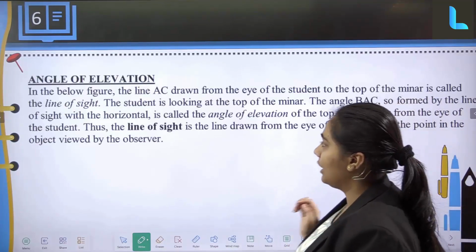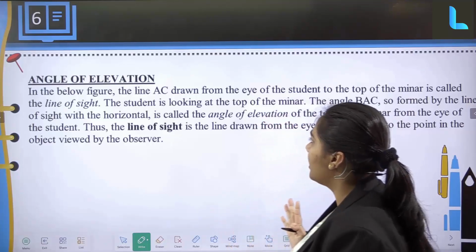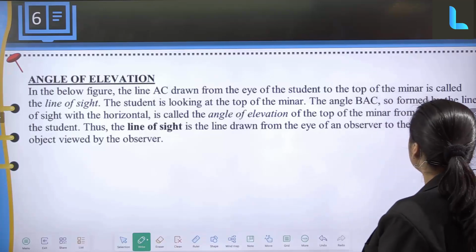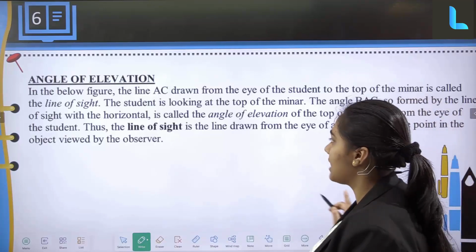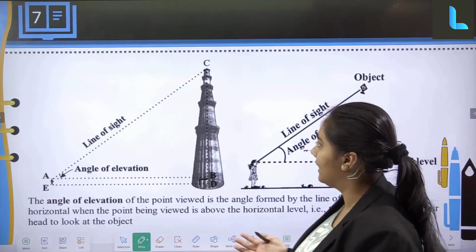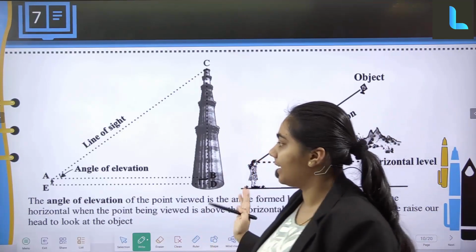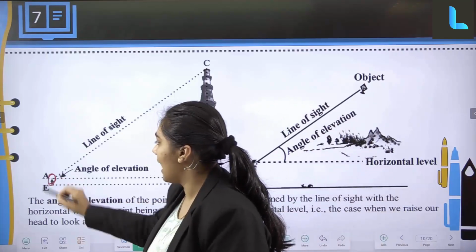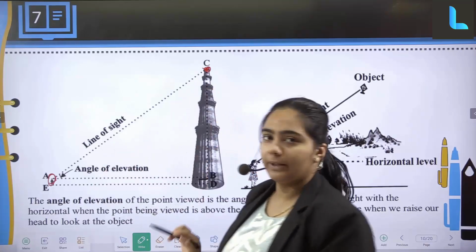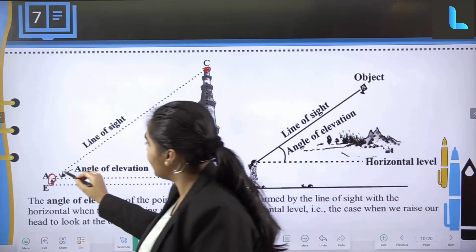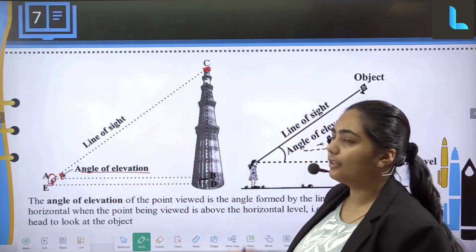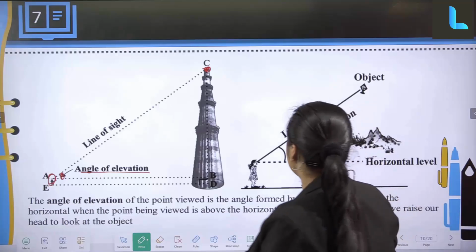Next thing, angle of elevation. In the below figure, the line AC drawn from the eye of the student to the top of the minar is called the line of sight. So over here they have just explained what the line of sight is. See, this is going to be a tower, so the person is going to stand over here. From here, if you have to see the tip of it, that is going to be the line of sight, and the angle which gets formed is your angle of elevation. The same thing they have given with an example, right?